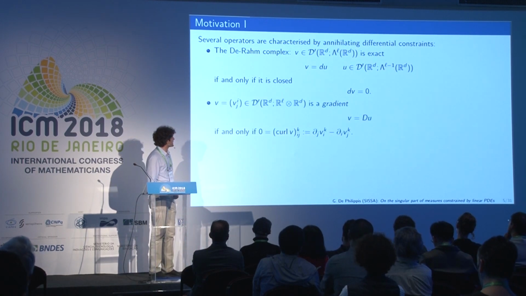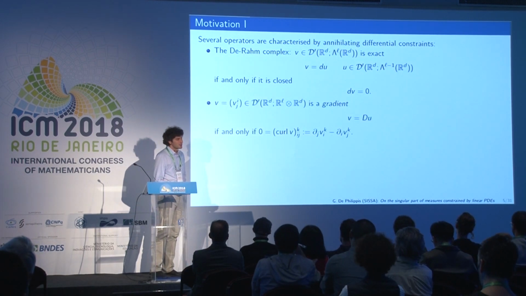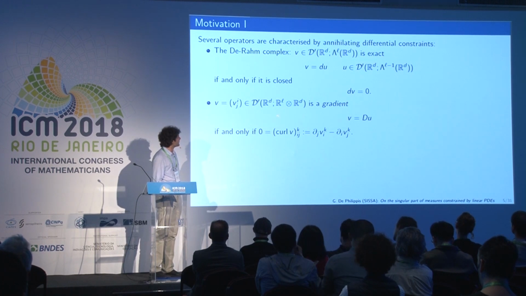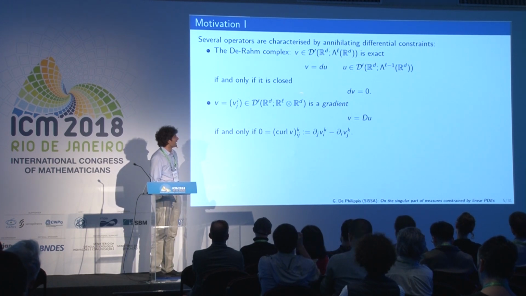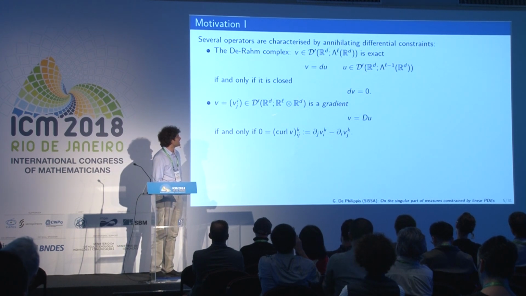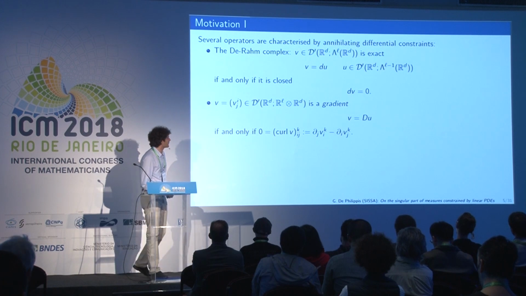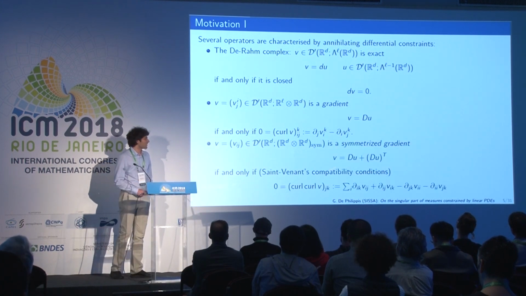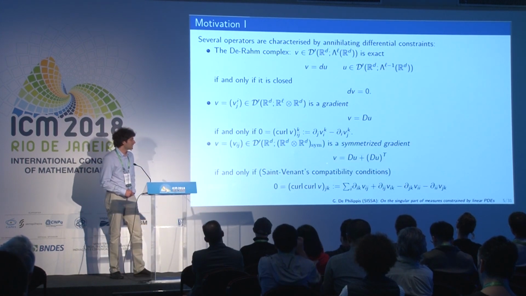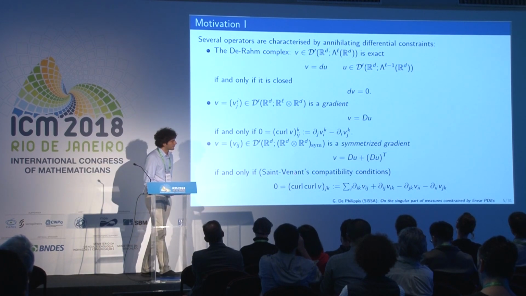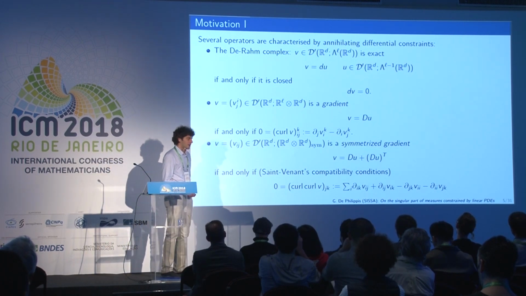The second example is actually a particular case of this, which tells you that if you have a distribution valued in l times d matrices, then this distribution is a gradient if and only if its curl vanishes.